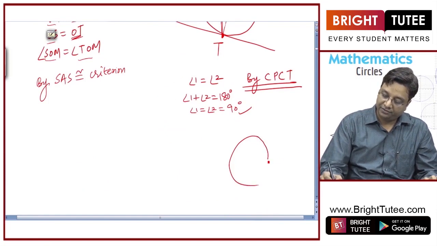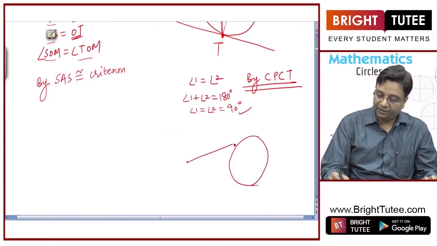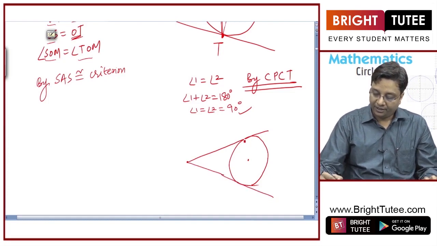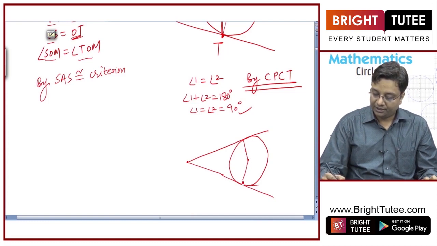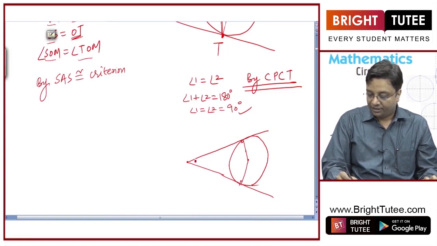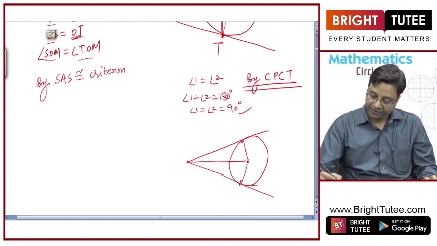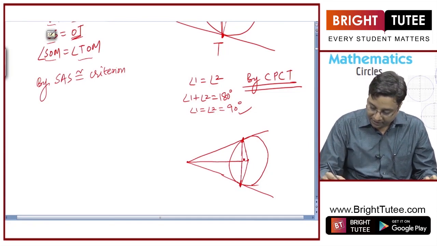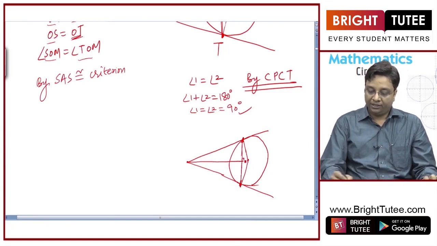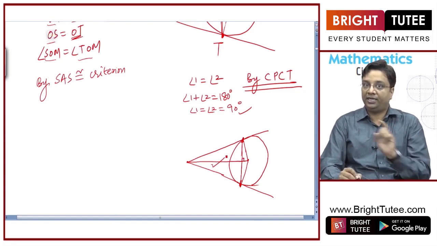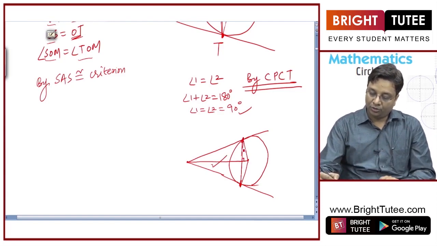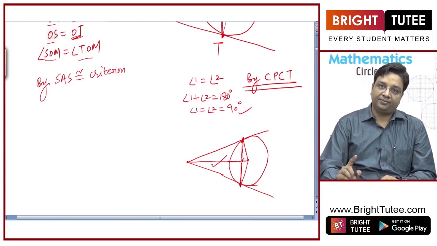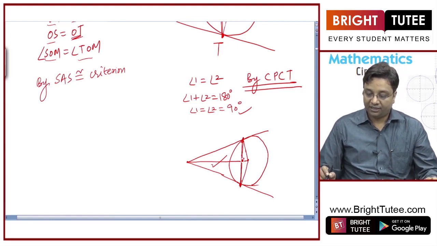Let me draw a fresh figure for this. Let us say this is an external point, and these are the radii. So what I am trying to say is that if you join these points of contact here, this angle will be 90 degrees. So this line which is joining the external point and the center of the circle, and this chord which is joining both points of contact are perpendicular to each other. I hope these results are clear to you.